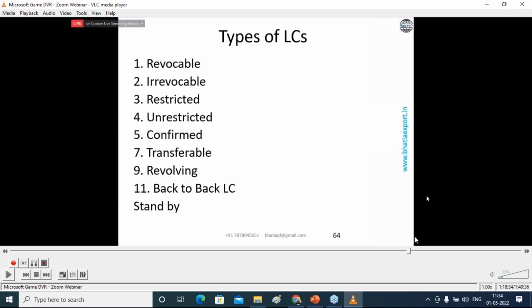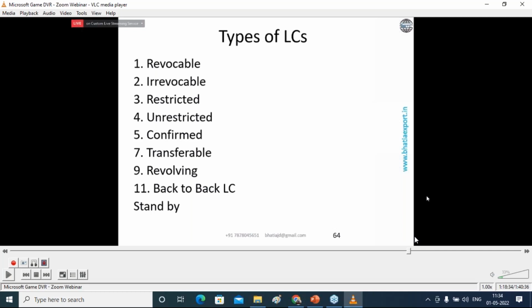Then restricted and unrestricted: some restrictions for the banking and other things you can put, those are restricted. Confirmed means the third party bank confirmation. Transferable LC is also there, meaning that the original beneficiary may transfer to somebody else by endorsement. So those are called transferable LCs.